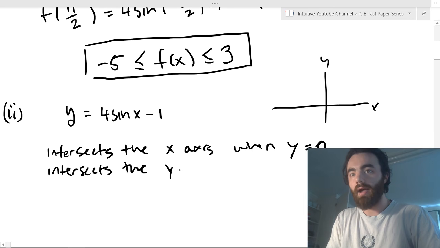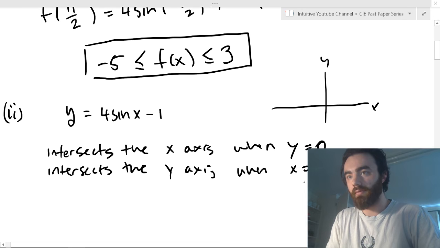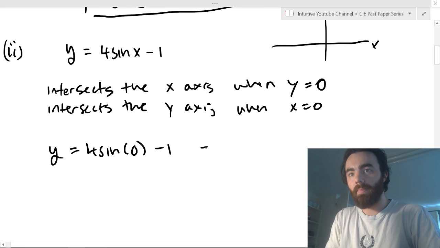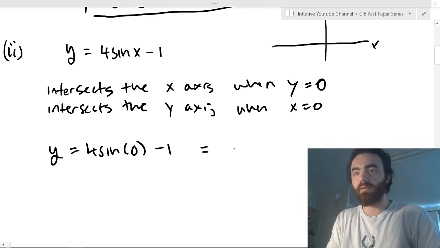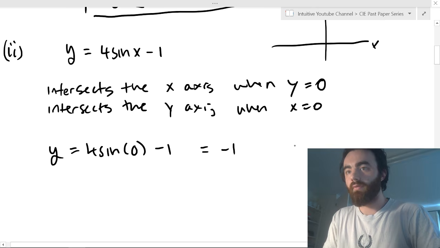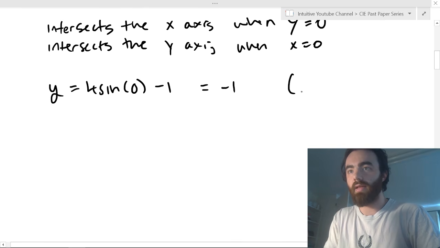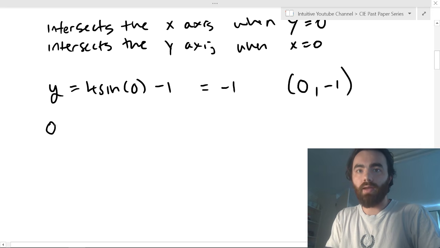And it intersects the y-axis when x equals 0. That should be pretty clear, so we just put these two things in. When x equals 0, we get y equals 4 sine of 0 minus 1, and sine of 0 is 0, so this is just minus 1. So one of the intersections with the coordinate axes is at (0, minus 1).